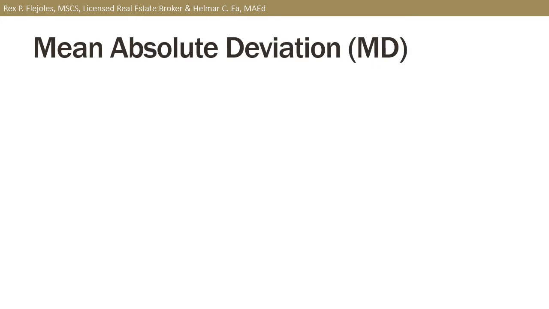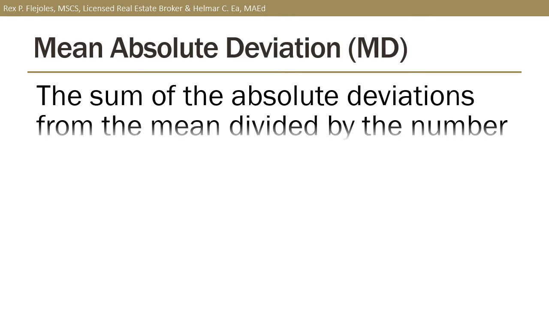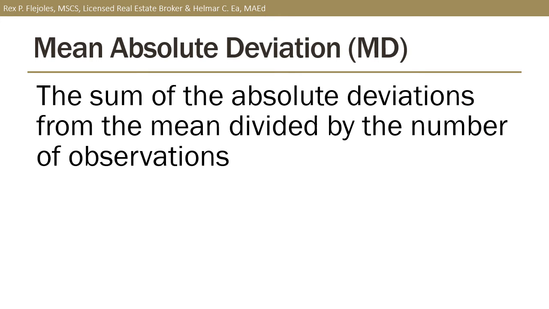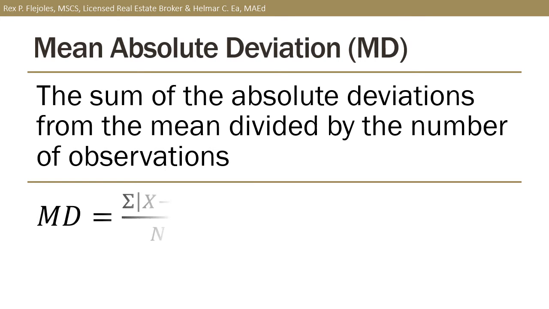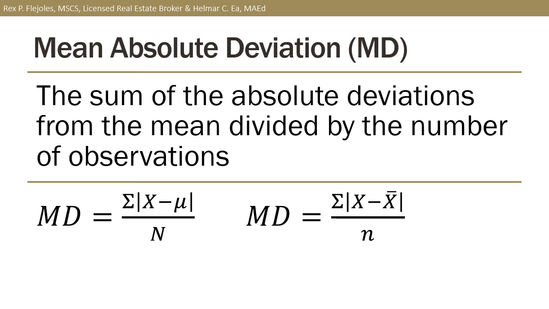Another measure of variation, but not commonly used, is the mean absolute deviation. It is the sum of the absolute deviations from the mean divided by the number of observations. The same formula is used whether the data set is of the population or from a sample only.